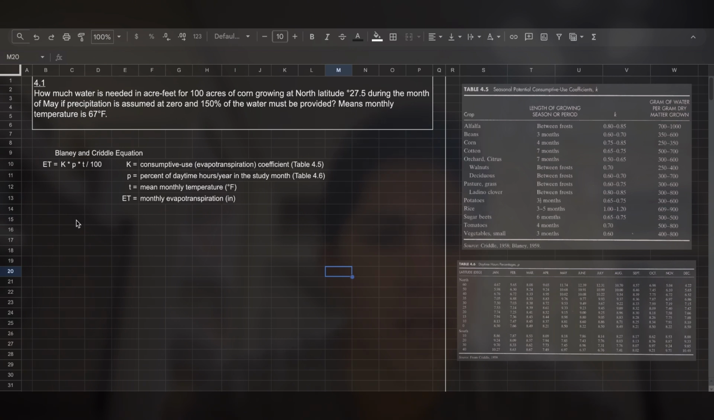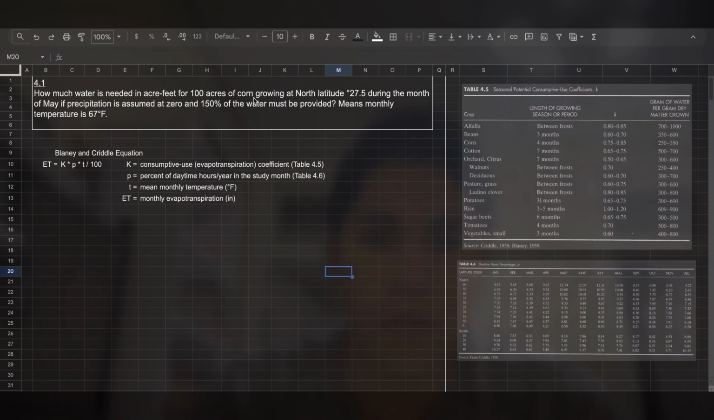How much water is needed in acre feet, so in volume, for 100 acres of corn growing at north latitude of 27.5 degrees during the month of May if precipitation is assumed at 0 and 150% of the water must be provided. The mean monthly temperature is 67 degrees Fahrenheit. So we are not gaining any water due to precipitation, and we have to provide 1.5 times of that water.